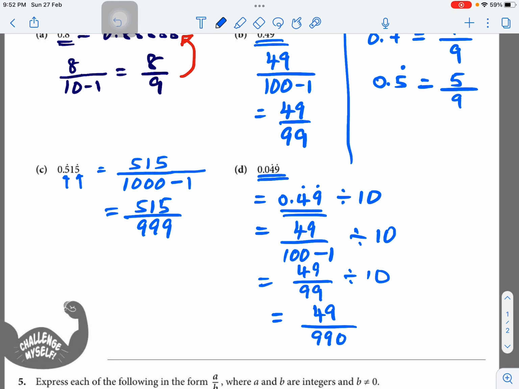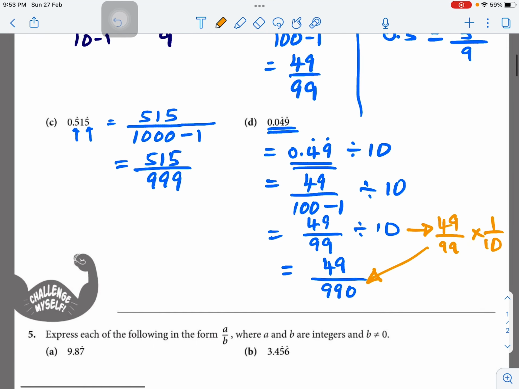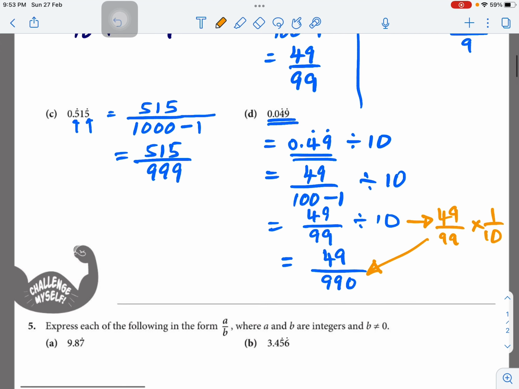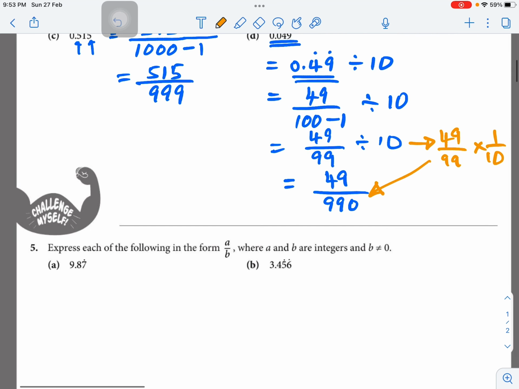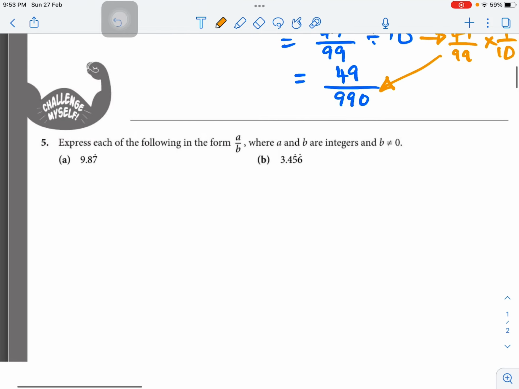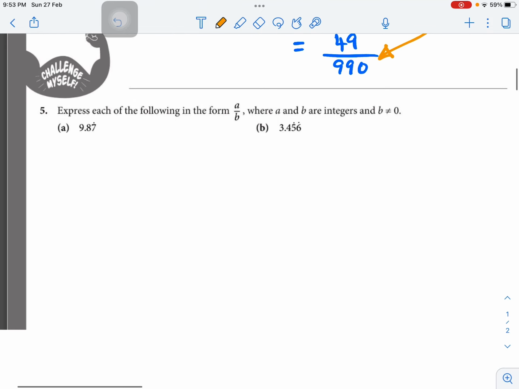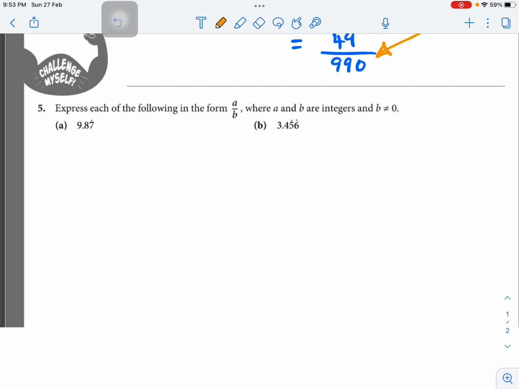Okay, just to explain to you how I get this portion. It's 49 over 99, and the divide I convert into times. So that's how I get to this answer here. Okay. So you may want to pause your video at this point and try to challenge yourself with question number 5A and 5B.